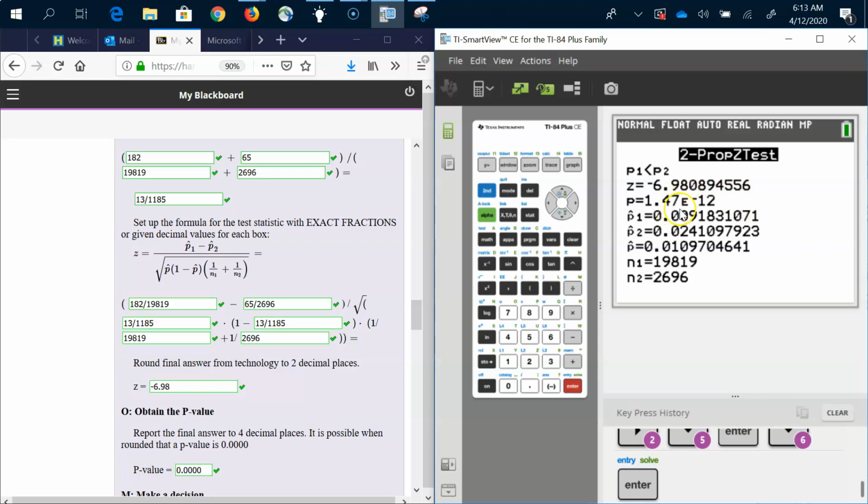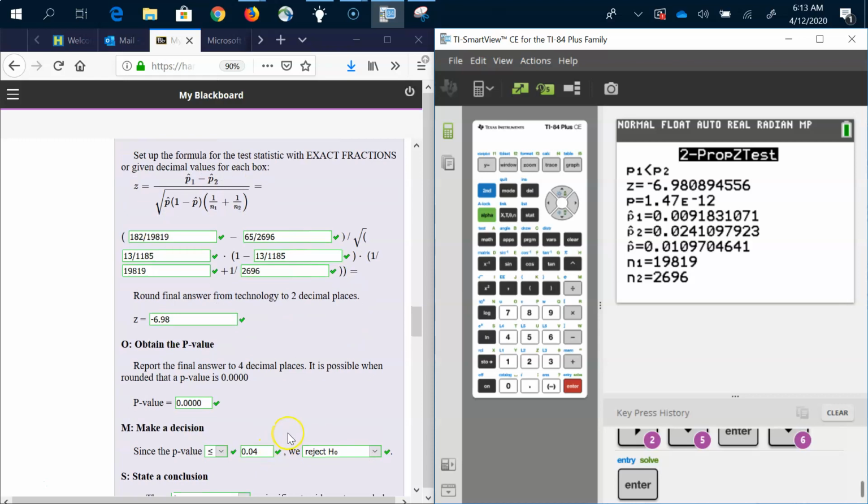That means it's 0.0000, well, actually there's 11 zeros and then a 1. That's for all practical purposes, well, at least at 4 decimal places, 0. Since our p-value, which to 4 decimal places is 0, is less than or equal to the level of significance, which was 4%, we reject the null hypothesis.